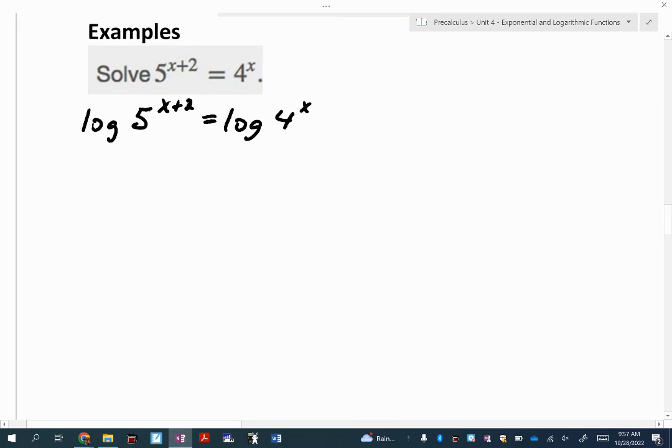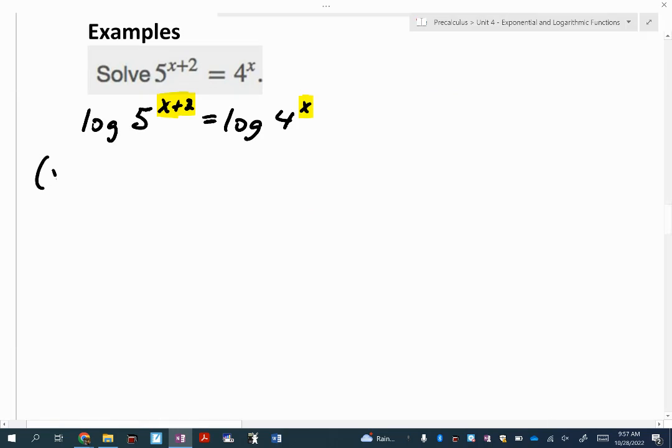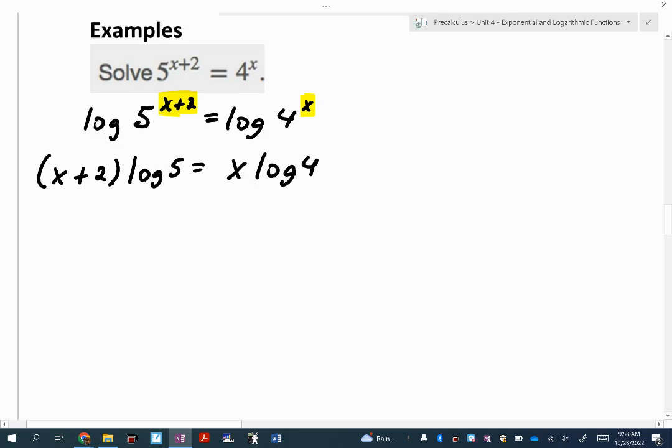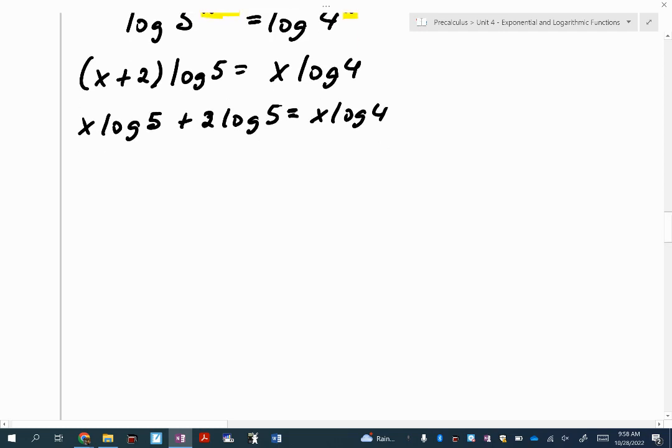Okay. Now, at this point, I've copied it down, but I put logs in front of both sides. The whole point now, I told you this is the most important property from the last unit, is we can use the power property to take these powers and move them to the front. So it becomes x plus 2 times the log of 5 equals x times the log of 4. Now I'm going to distribute the left side. So x times the log of 5 plus 2 times the log of 5 equals x times the log of 4.